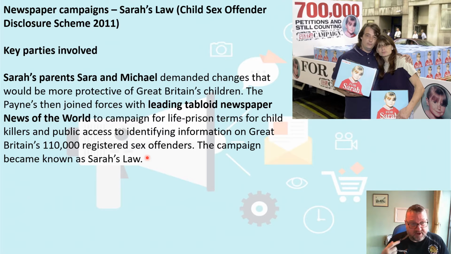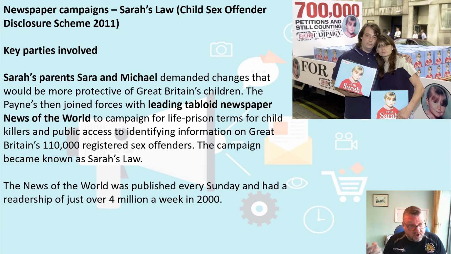Now, the other thing you might need to consider here, a couple of things. The News of the World is no longer with us. That paper no longer exists. And the other key thing is, that was what the campaign was about. Did they get all of that? The answer is actually no, they didn't. For instance, they did not get life prison terms for child killers. And what we mean by life prison terms, they were campaigning for life without parole, which is not the case.